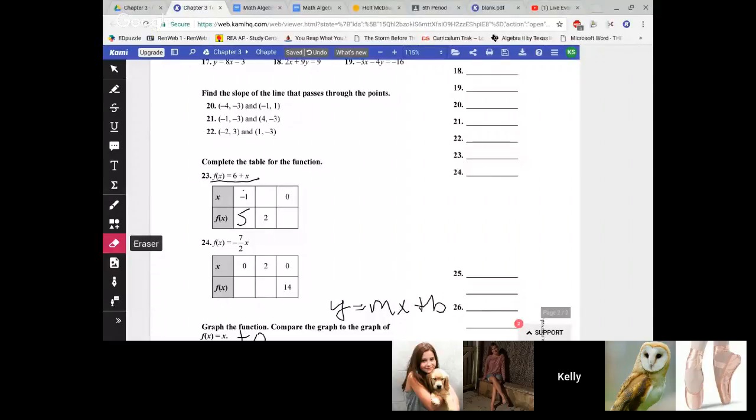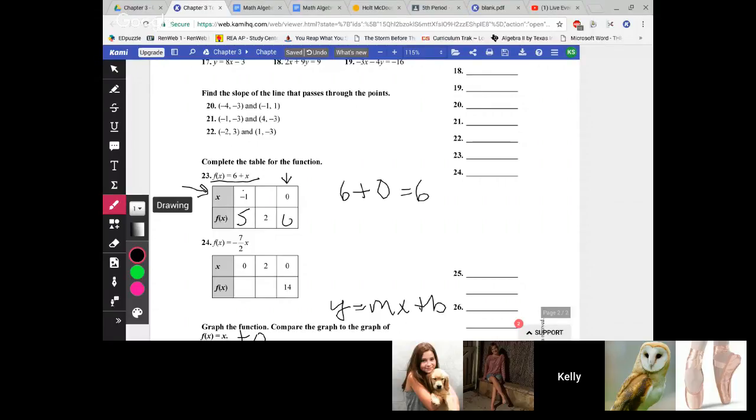Are you there? Okay, so this is the x right there, so you just plug in that value. On this one, you would plug in a 0 for the x, so it would be 6 plus 0 equals 6. Now on this one, you would plug 2 in for the answer because this is f of x. So you plug 2 in as the answer and do 6 plus x, and then you would get -4 equals x.